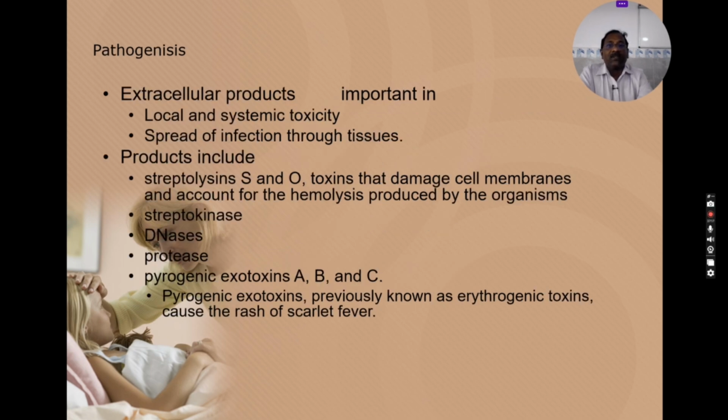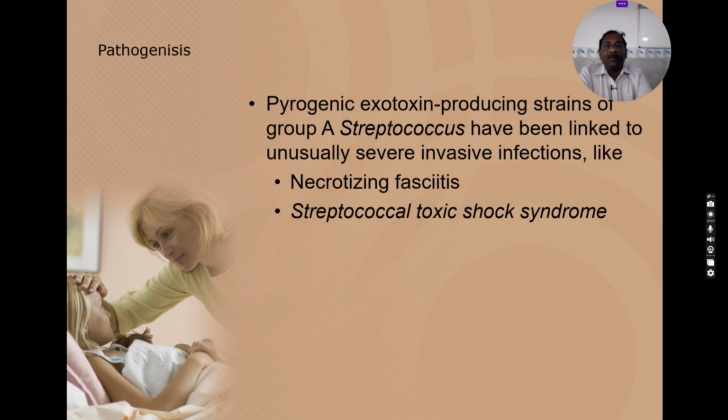So they are all the extracellular products. Products include streptolysin S and O, streptokinase, hyaluronidases, and proteases. These strains of group A Streptococcus have been linked to unusually severe invasive infections like necrotizing fasciitis and streptococcal toxic shock syndromes.